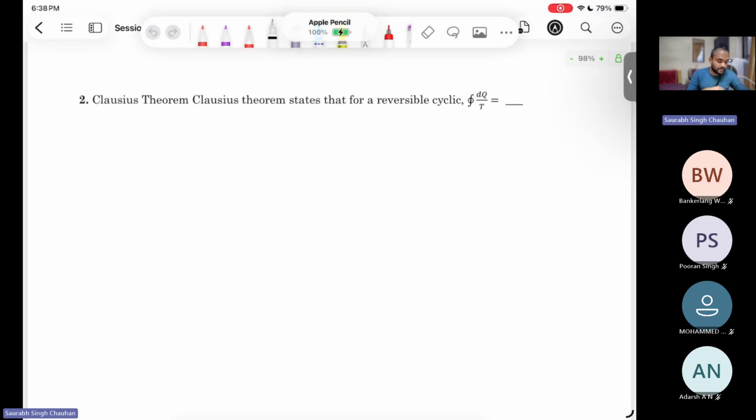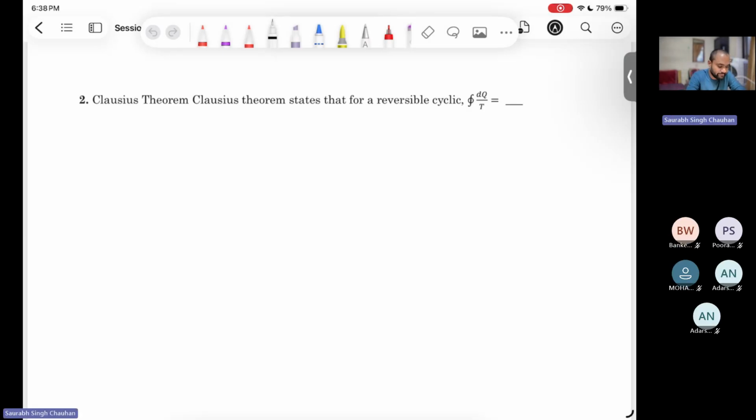Now coming to the next question. It is saying Clausius theorem states that for a reversible cycle, the cyclic integral of dq by T is equal to zero. Yes, it is 0.